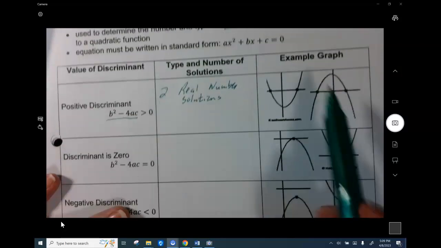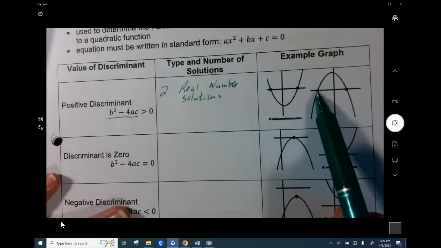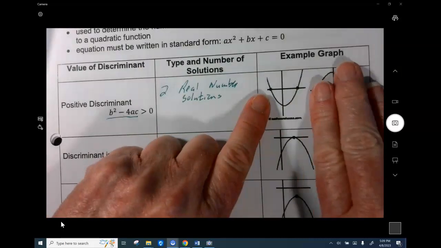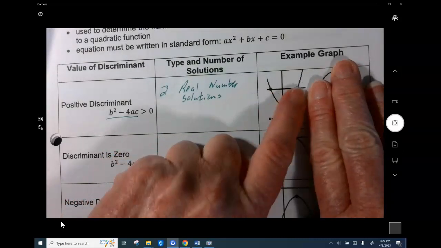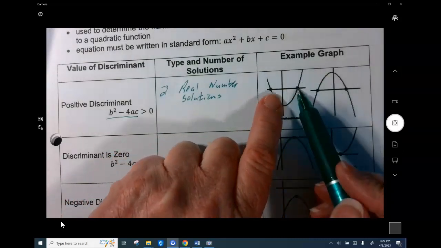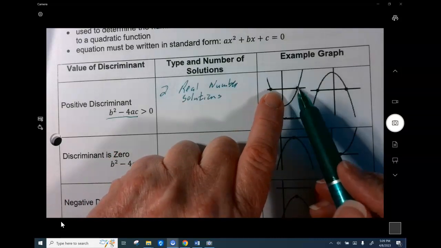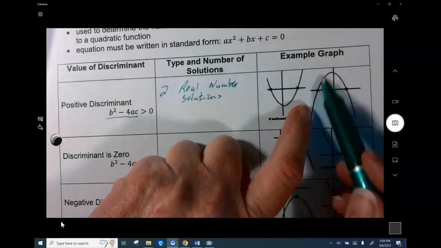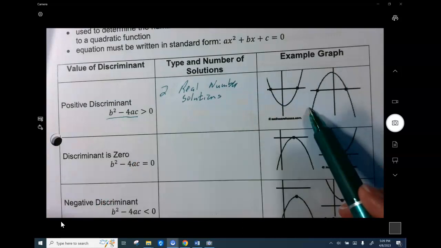And what we know is going to happen is it's going to hit the x-axis 2 times. So here is an example of what my graph would look like. I would know my 2 x-intercepts, or I would know what my zeros or my solutions were, and I could plot those. Here the only difference is, of course, a would be negative.